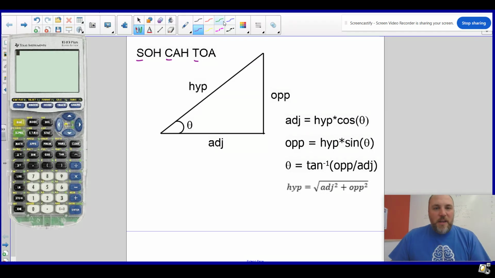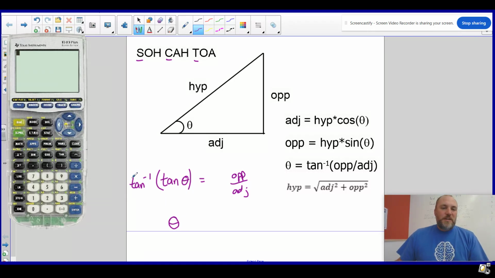If we have two of the sides, we can also find the angle by doing what's called an inverse trig function. On your calculator, right above the three trig functions, you have the inverse trig functions. For example, tan theta is equal to opposite over adjacent. If I wanted to release theta from the tangent function, I could do an inverse tangent, and that will release theta from the tangent function.